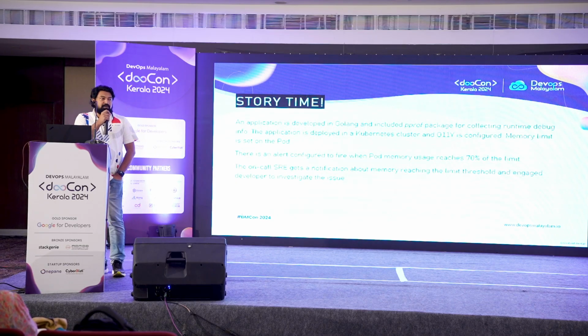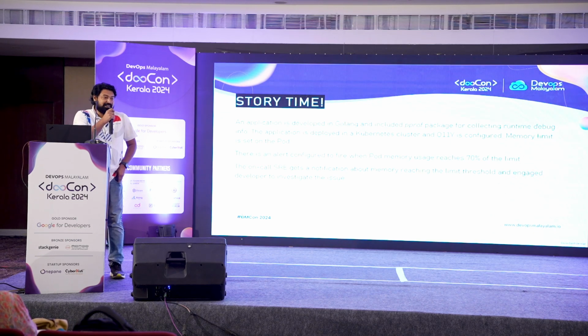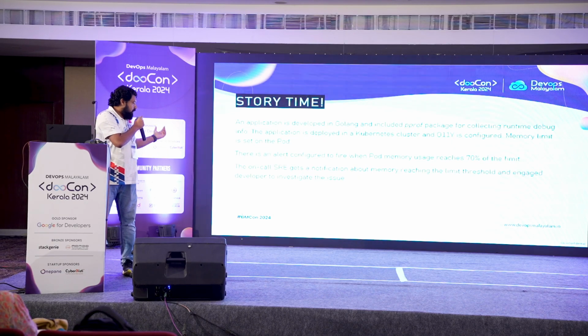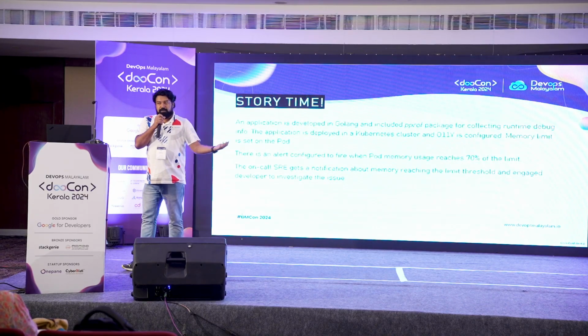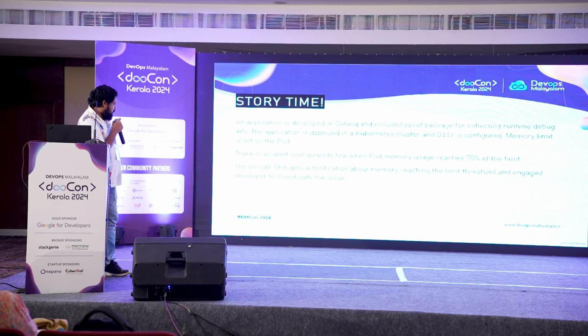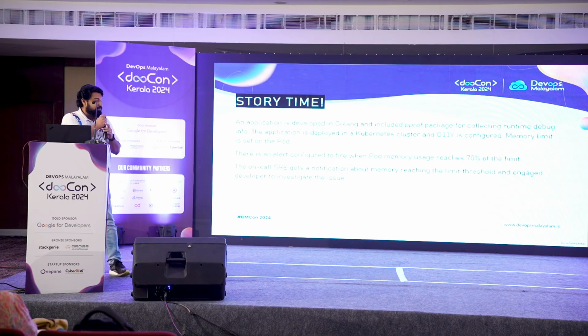So if it exceeds 1 GB of memory, what will happen? It will slow down, or it will get killed. It will restart. It will get killed out of memory, right? The famous OOM kill. So the system will kill that particular container. So when the memory reaches 70% of the limit, the on-call person gets a notification saying that, hey, this application is reaching its memory limit. It is close to 70% now. In time, it can reach 100% and get killed.